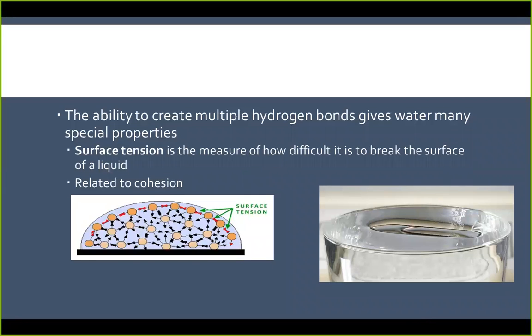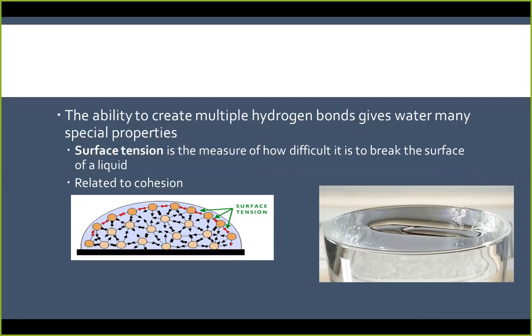Another interesting property of water is surface tension. It's a measure of how difficult it is to break the surface of a liquid. This is related to cohesion, how well those water molecules are binding to other water molecules. So you could try this at home. You could count how many drops of water does it take for dropping them on a penny to break that bubble and have it spill out.